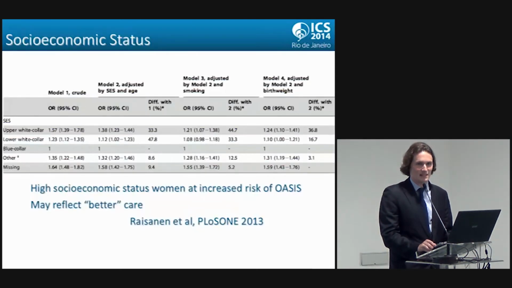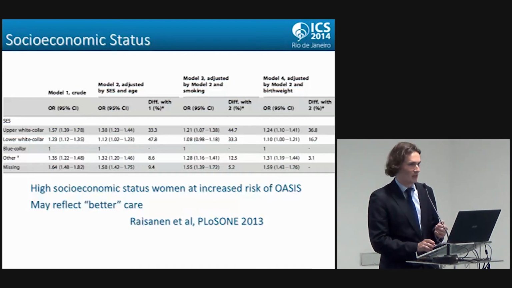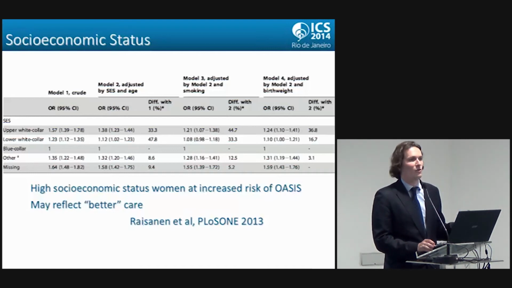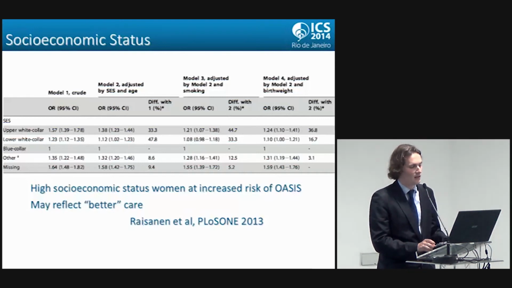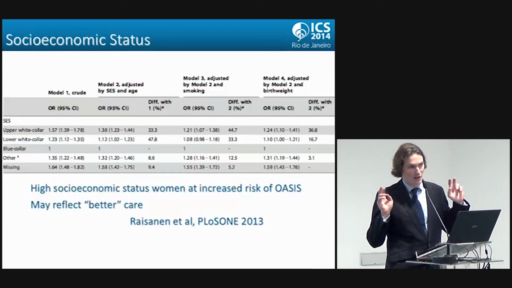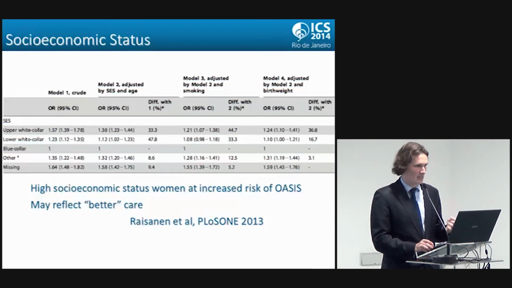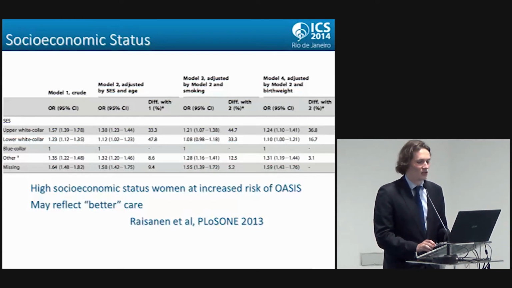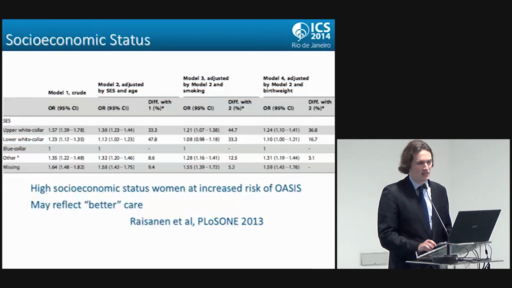And socioeconomic status. This is a very consistent and counterintuitive finding. Women of higher socioeconomic status, so women who are earning more money or have had more education, are more likely to be diagnosed with an OASIS. I suspect this is mainly related to the diagnosis, that these women achieve better obstetric care, more likely to be examined by a doctor who's more likely to diagnose or treat their injury, so they're more likely to get a diagnosis in this routine database.